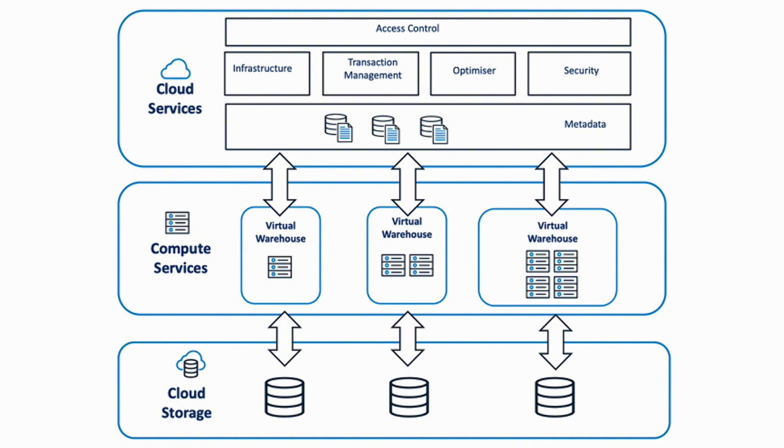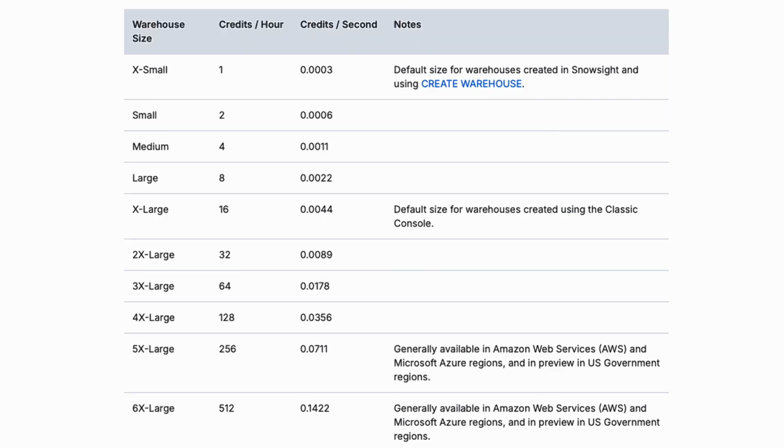Now, how do you choose how much compute power you need? I've heard about t-shirt sizes. Yeah, Snowflake simplifies this a lot. Instead of asking you to pick specific VM types or core counts, they use relative t-shirt sizes: X-small, small, medium, large, X-large, 2X-large, and so on. Simple enough. Is there a logic to the sizing?